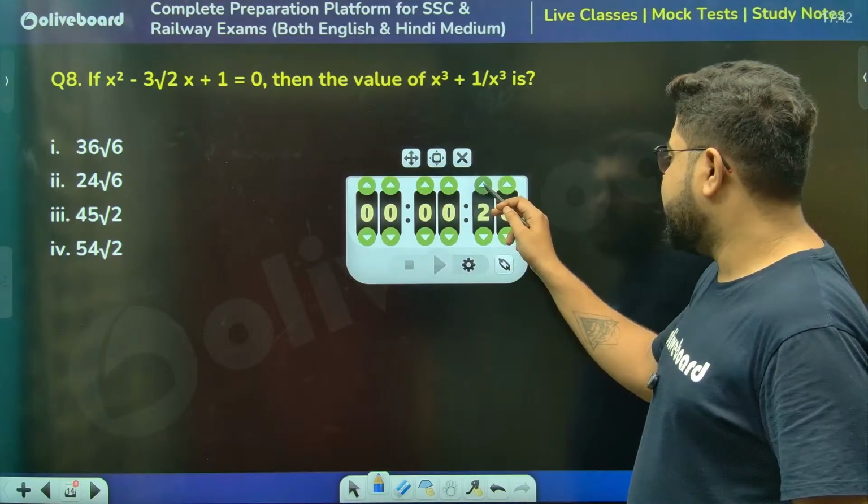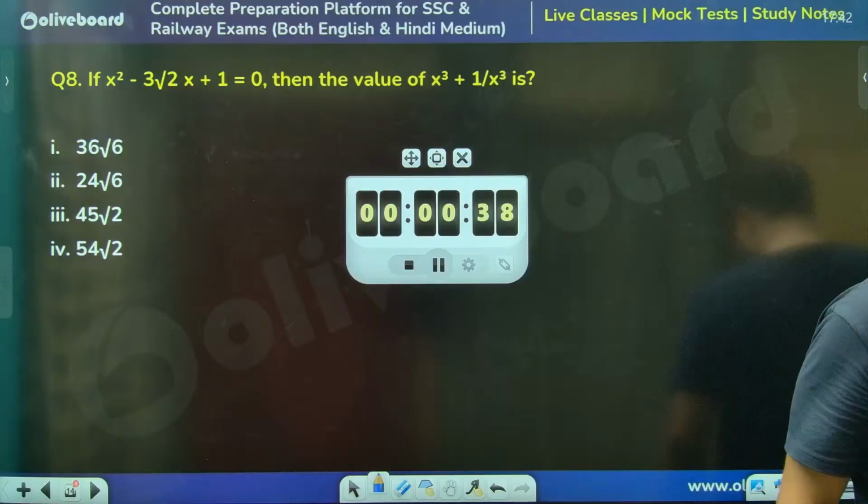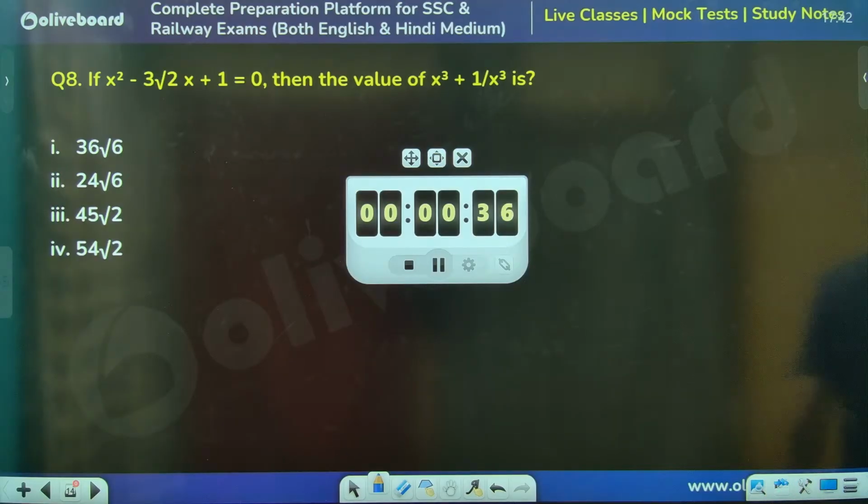Algebra, not a very difficult question. Need answers. Quickly, give me the answer.